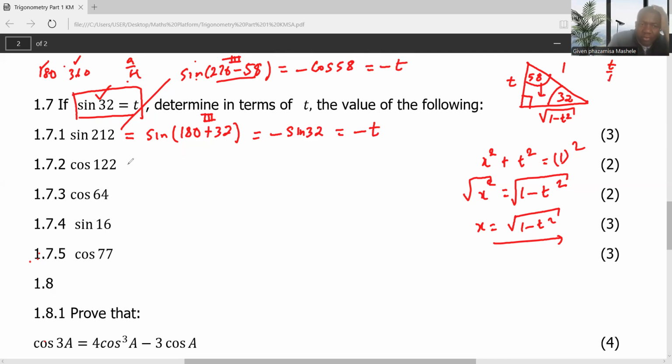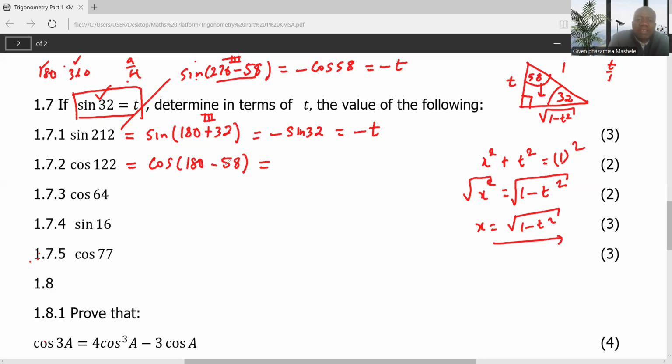I hope you are following. 122 is an angle closer to 180. So let's check: 180 minus 122 is 58. So we have 58 there. So this is the same as cos of 180 minus 58, because it's below 180. So 180 minus 58 will give us 122.